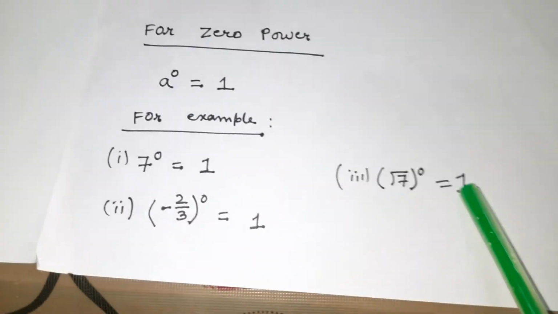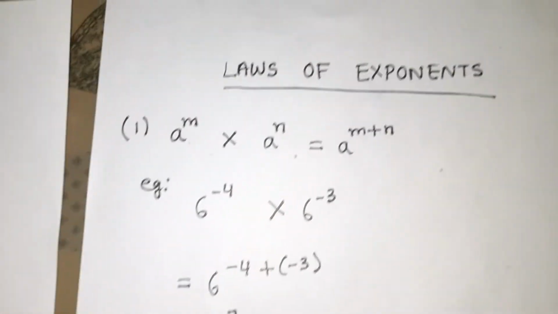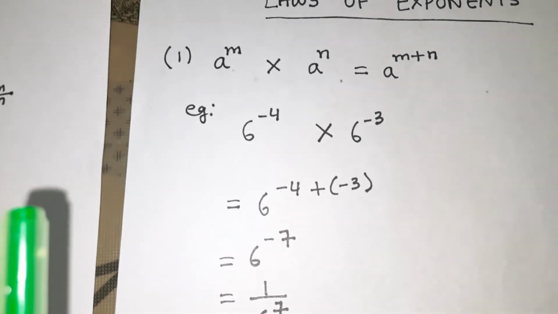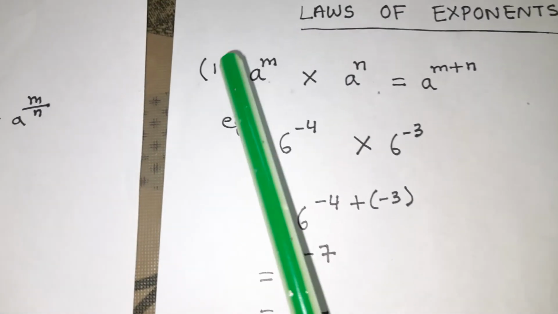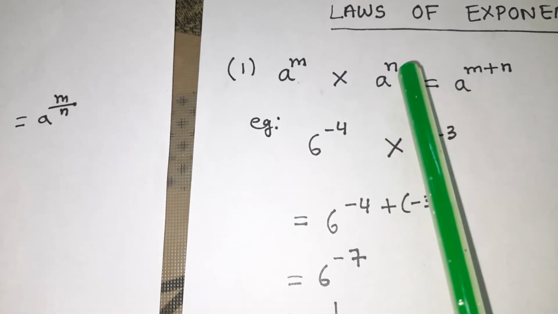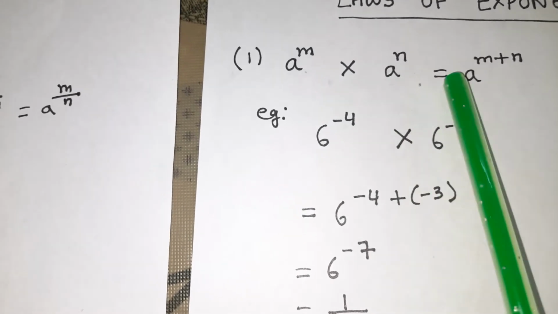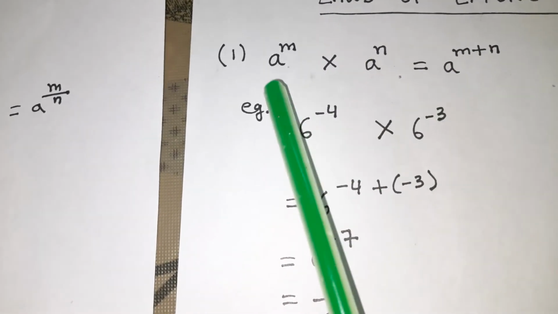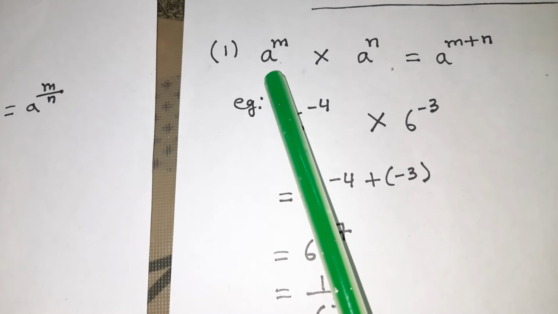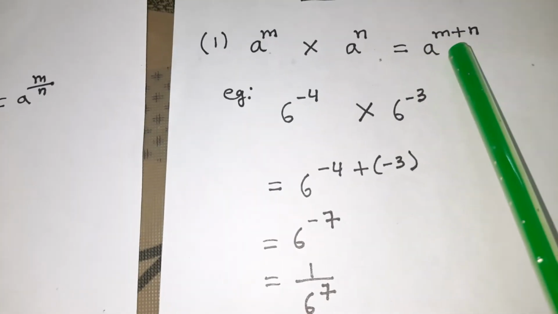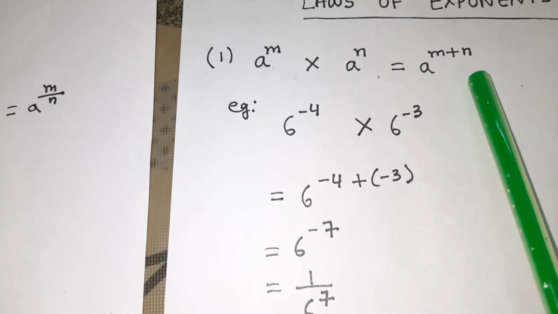Very simple. Okay. Now there are some laws of exponents. You have to know these laws clearly. First law, a raised to the power m into a raised to the power n will become a raised to the power m plus n. It means if there is the same base, a here and a here, the same base, so the powers will be added, m plus n.